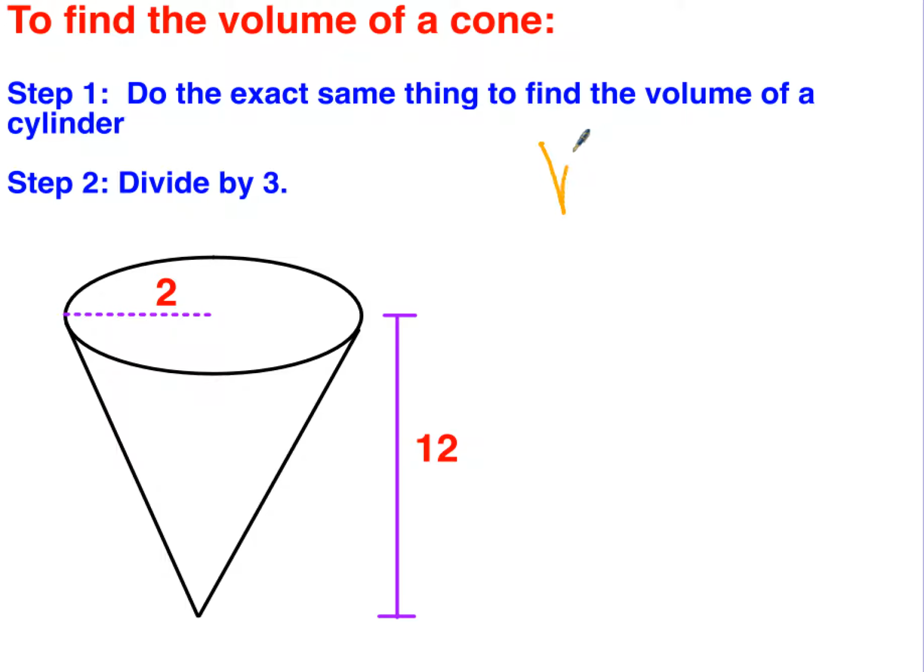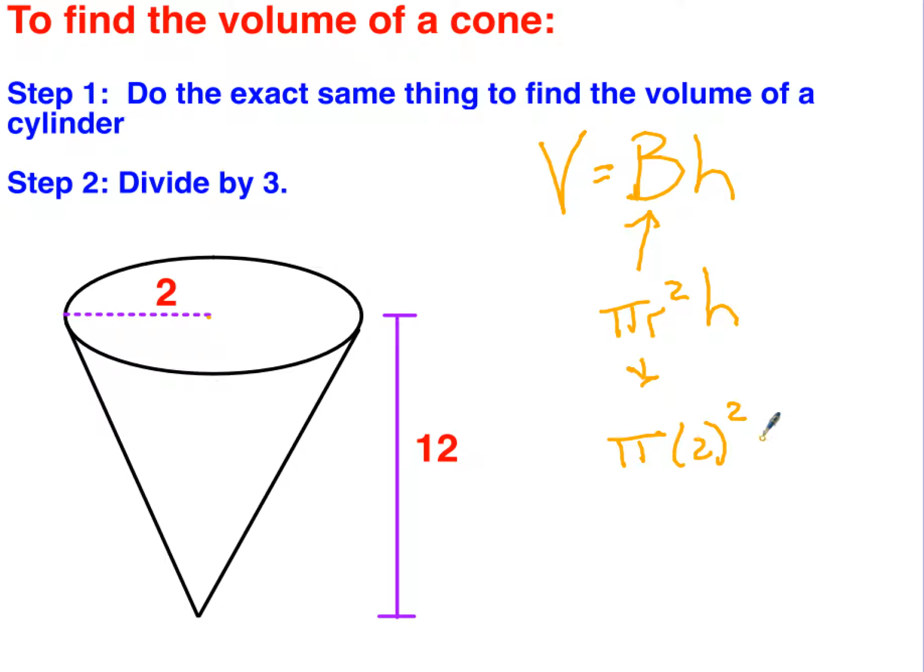We know the volume of a cylinder is area of the base times the height. If I wanted to find the area of my circle right here, I would take pi r squared. So let's substitute in 2 for my radius here, because this is my radius since it stops halfway. So I have pi times 2 squared. And then I also need to substitute in the height, and my height is 12. Then I would just multiply these values in order to find the volume of a cylinder. So this is step 1.